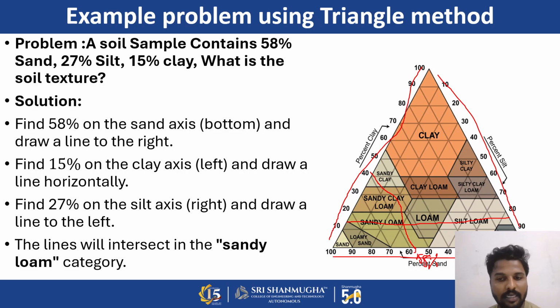Then you have to draw the line from 27 percent on the silt axis. That is at the right side. You can see that we have to start from the upper portion, because the numbers run downwards from the upper portion to the lower portion. So here you have to find the 27 percent. It almost comes to this point.